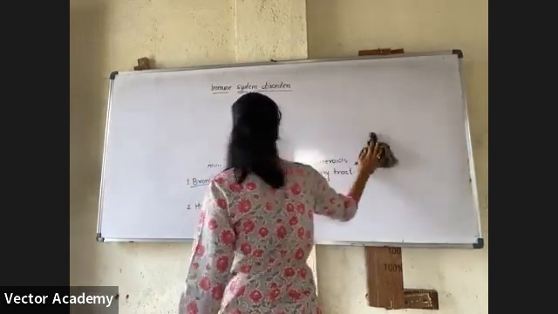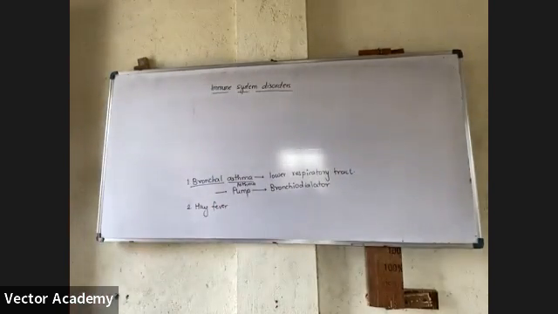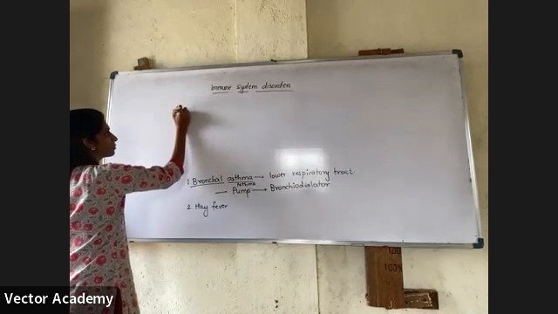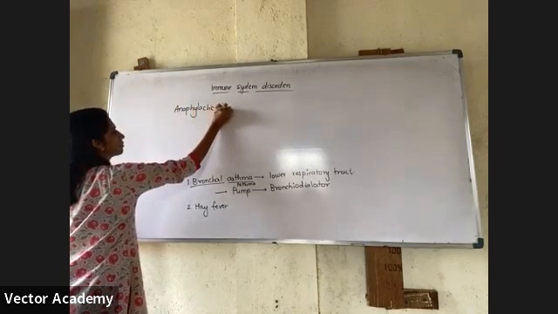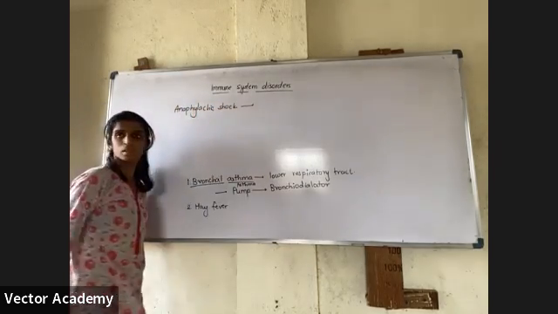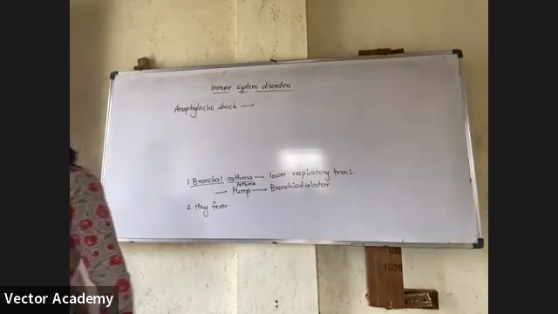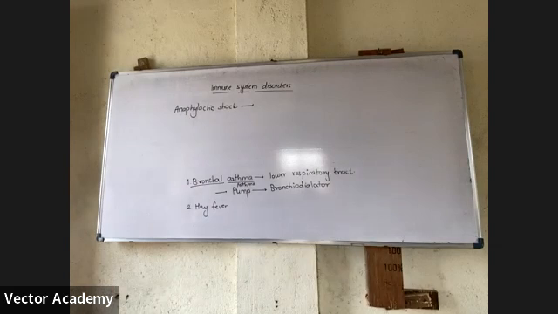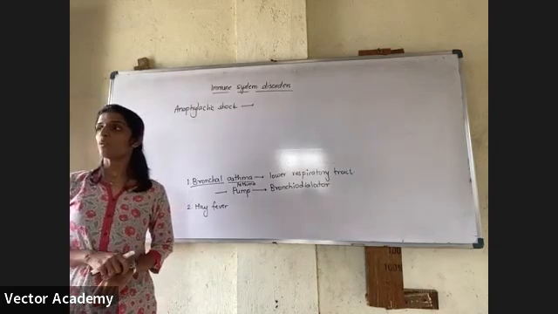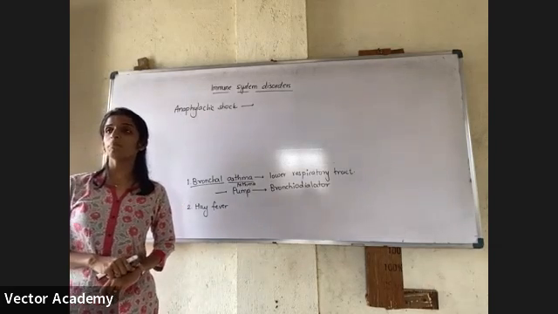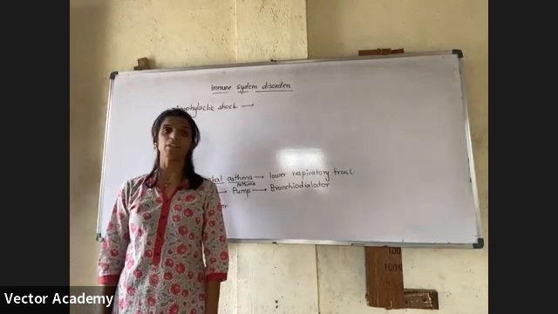The extreme type of allergy is called anaphylactic shock. Okay, so anaphylactic shock is the extreme kind of allergy which will be seen, the most severe. So what happens now? Here the allergen is going to enter into the blood vessels.